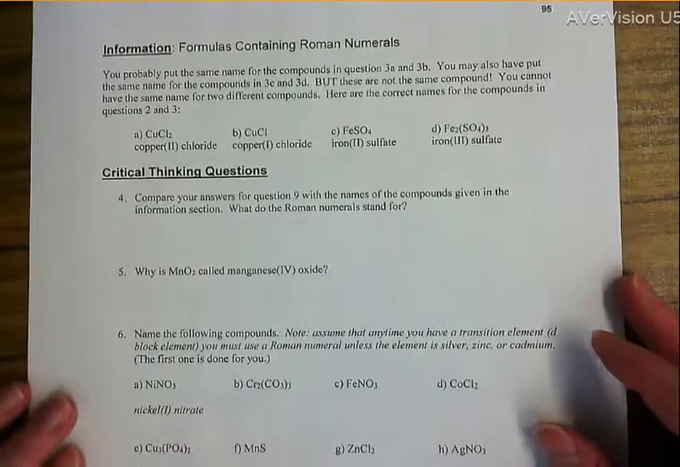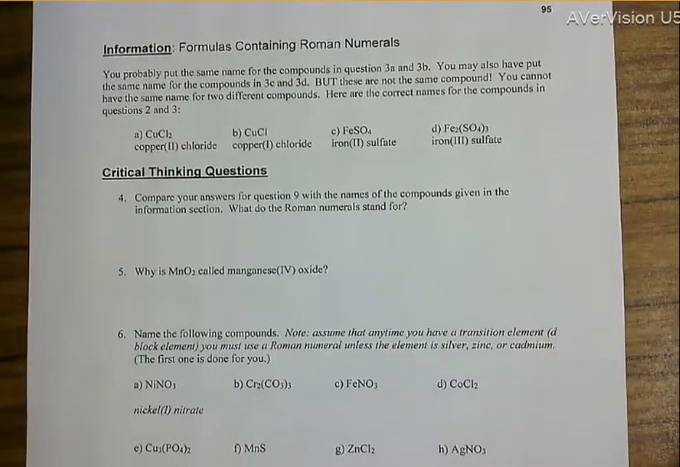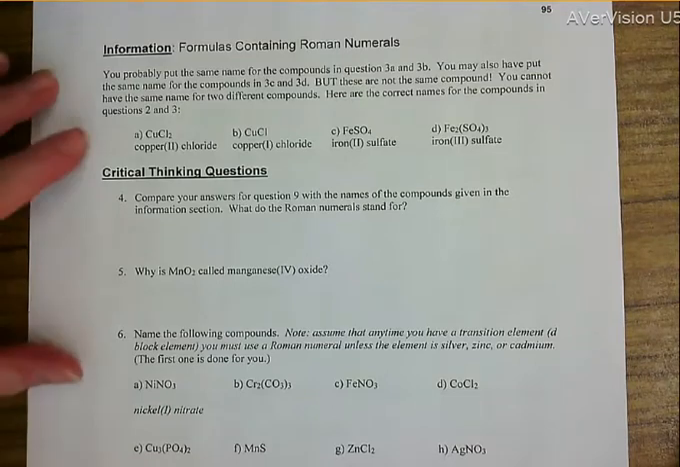So, information, formulas containing Roman numerals. You probably put the same name for the compounds in questions 3A and 3B. You may also have put the same name for the compounds in 3C and 3D, but these are not the same compound. You cannot have the same name for two different compounds. Here are the correct names for the compounds in questions 2 and 3.